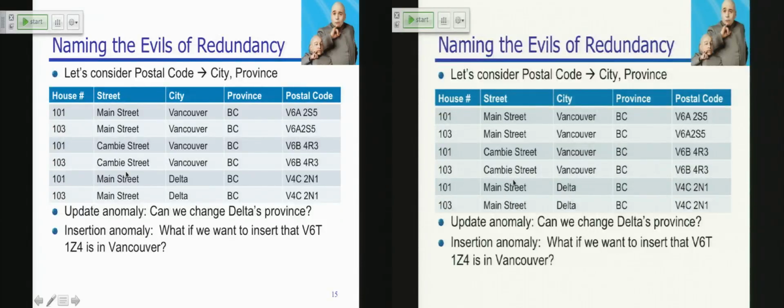Insertion anomaly would be, what if I want to add to my database the fact that B6T1Z4 is in Vancouver? So it's not a specific address per se that I want to add to my database, but I just want to say this postal code is in Vancouver. Can I do that in this database? I cannot, because house and street are part of the primary key, so I cannot leave them empty.